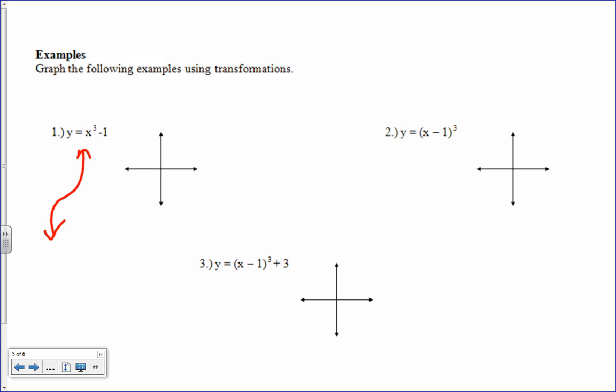Now normally, if it was just x to the third, it would go through 0, 0, right? Is this one going to go through 0, 0? How has it been moved? The minus 1 is outside the function, so it's going to move it down 1. So we know it's not 0, 0, but now 0, negative 1, and then you just kind of make your little sketch in there. Okay.